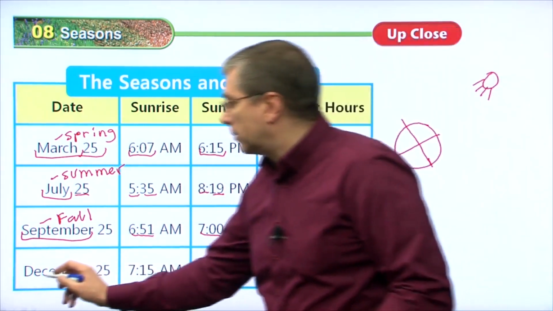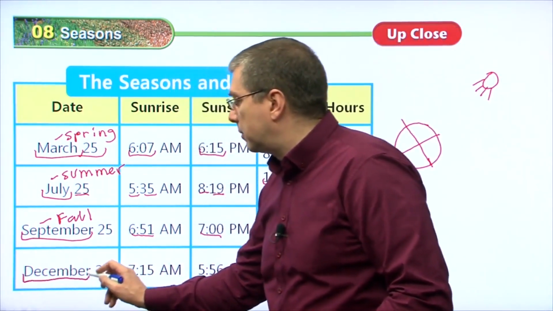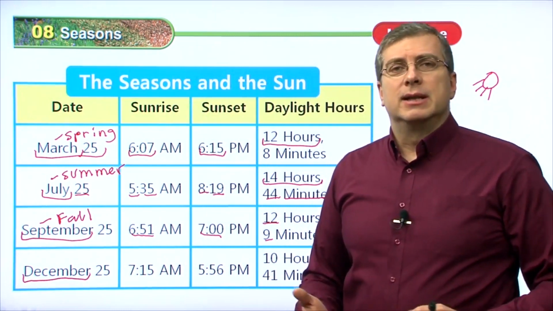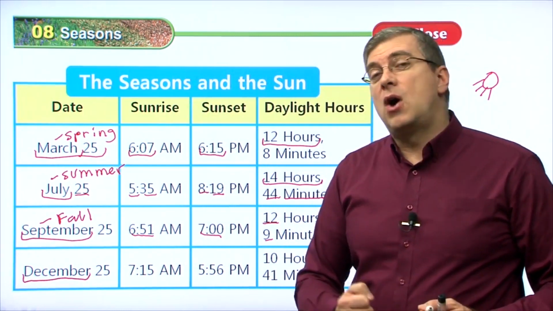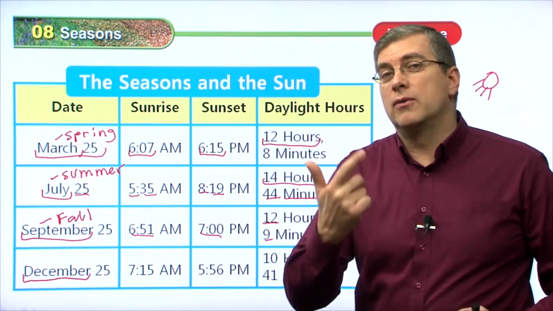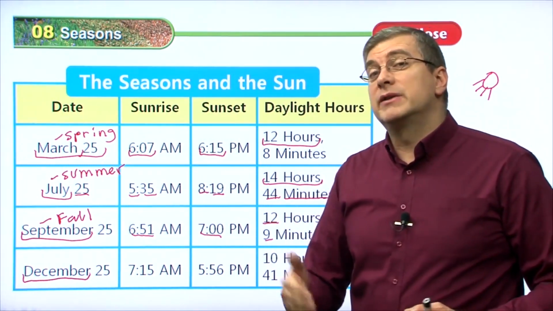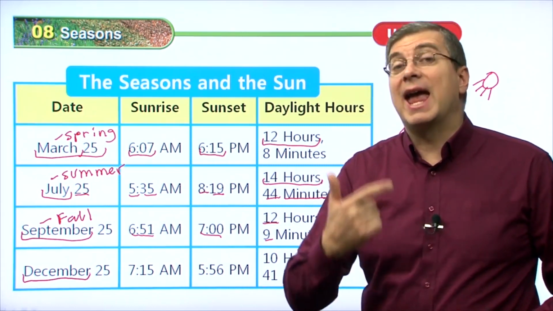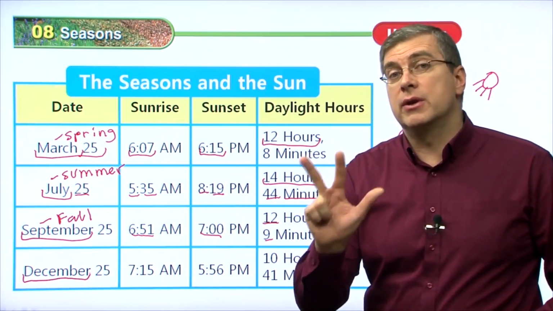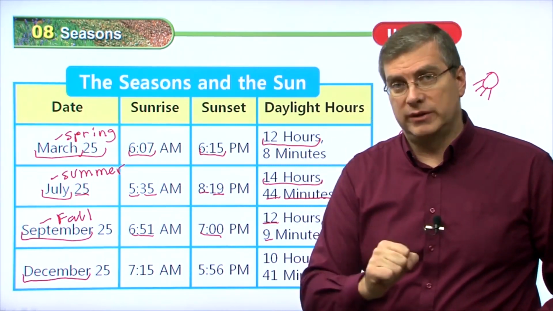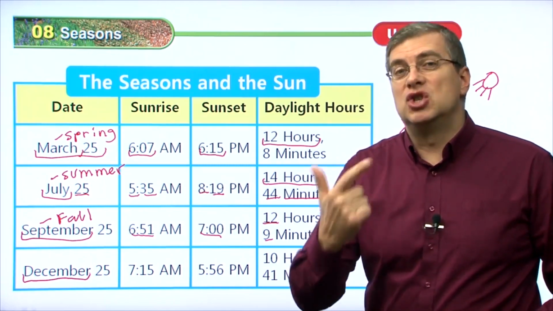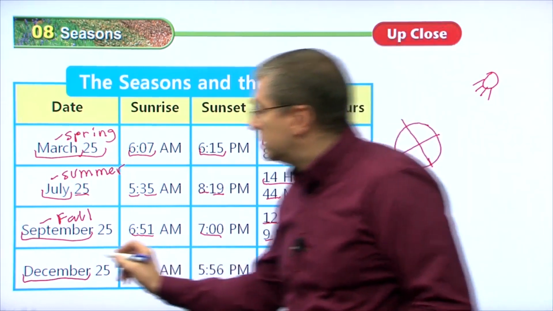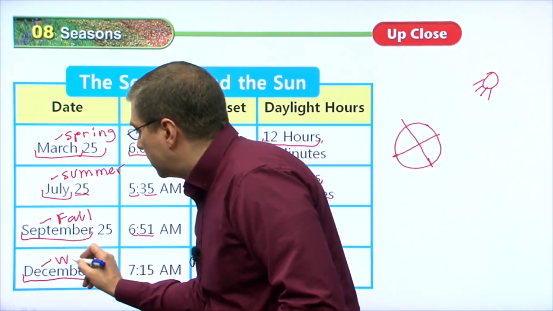Now, finally, on our bottom chart here, we have December. What season is December in? If fall is September, October, November, what are the 3 months after the fall? December, January, and February. Those are the 3 months for winter. Once more, December, January, February. Those 3 months are in the winter. So December is in the winter.